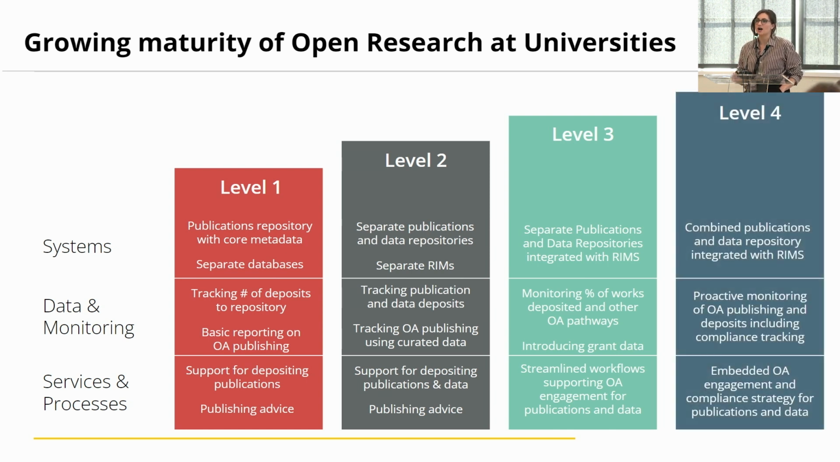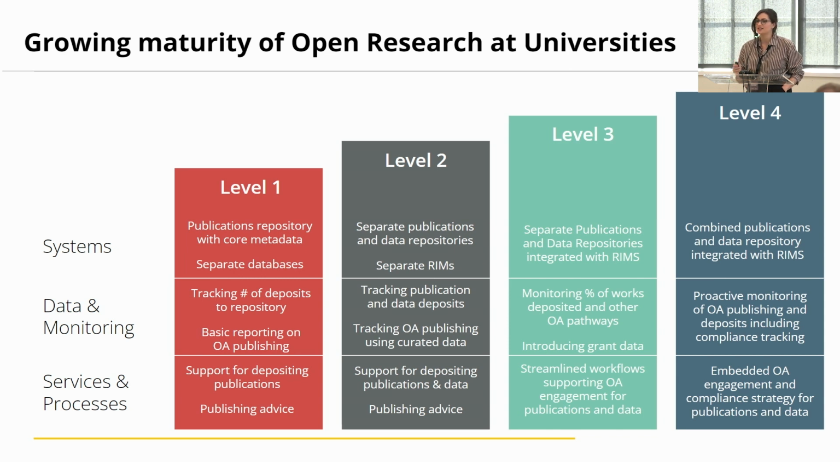Level 4 is as high as we go at the moment, and that is a combined publications and data repository, so having one system that can do both, so researchers are more familiar with working with a reduced number of systems and not having to learn lots of different rules and systems and user interfaces. So if you can have publications and data in the same repository, plug it into the same RIMs, it really gives you the opportunity to proactively not just track percentage of works, but monitor and prompt people to deposit if they haven't yet deposited an open access copy. So that moves into the compliance space.